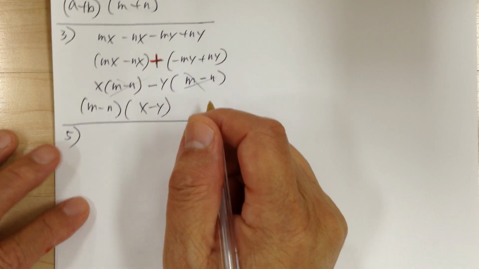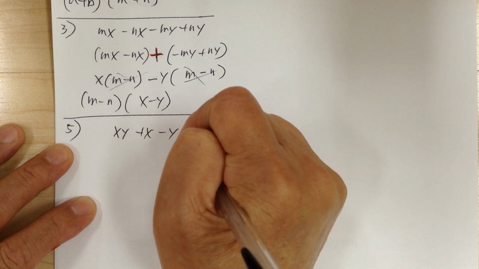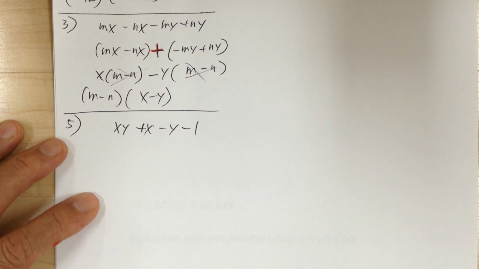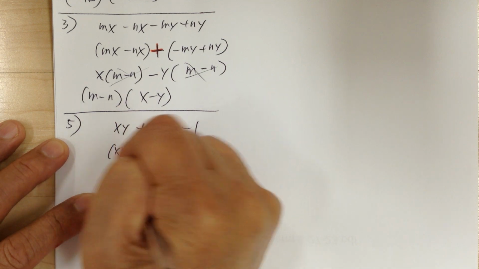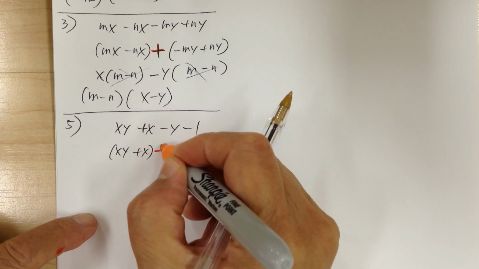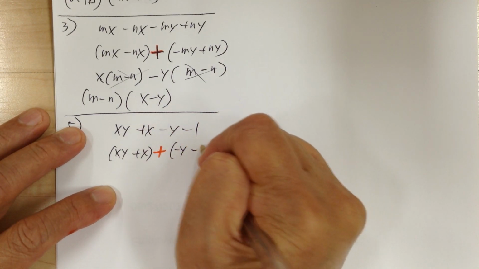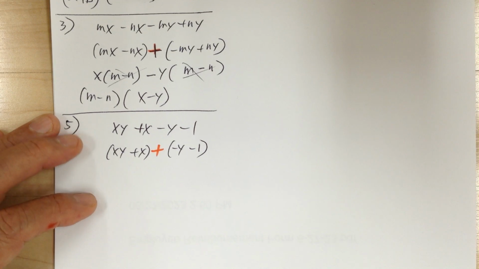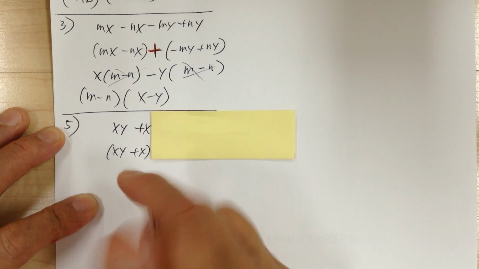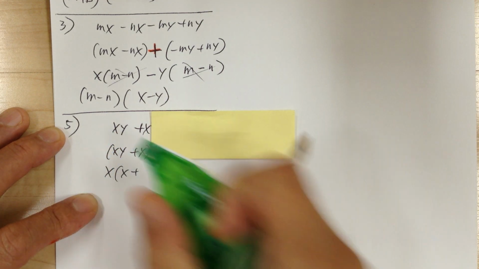Number 5. You have xy plus x minus y minus 1. Again, this is 4 terms, so you have to do step 2c. Let's group them. Always put a plus between the groups, and then you get negative y minus 1. Now I can focus on each half. This one, you can factor the x, so you get y plus 1.